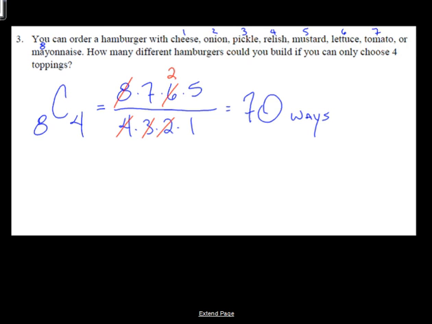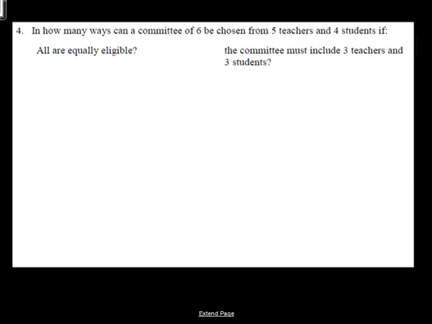All right, so moving on, looking at our next example here. Now, this example has a couple of parts to it. In how many ways can a committee of 6 be chosen from 5 teachers and 4 students? So we got 2 parts. I got part A and part B. Part A says that they're all equally eligible. So I have a total of 9 people to pick from. And I'm picking a committee, so therefore if I'm picking a committee, order is not important, and I need to pick 6 of these things. So since I'm picking 6 of them, on top I'm going to start with 9, and I'm going to count down till I have 6 items up here.